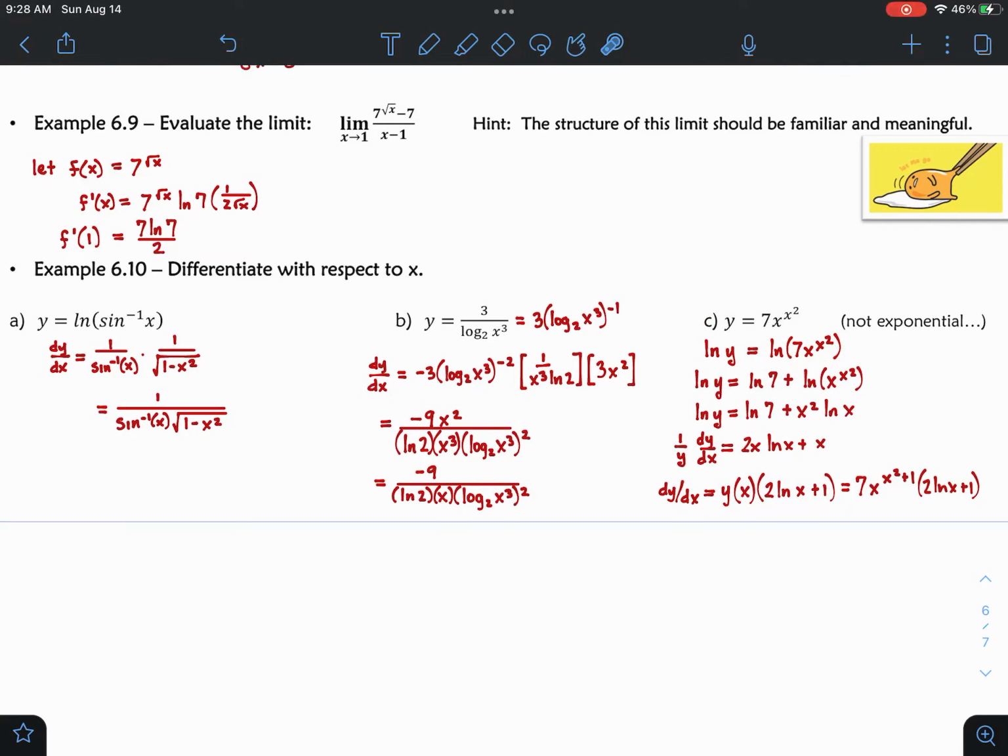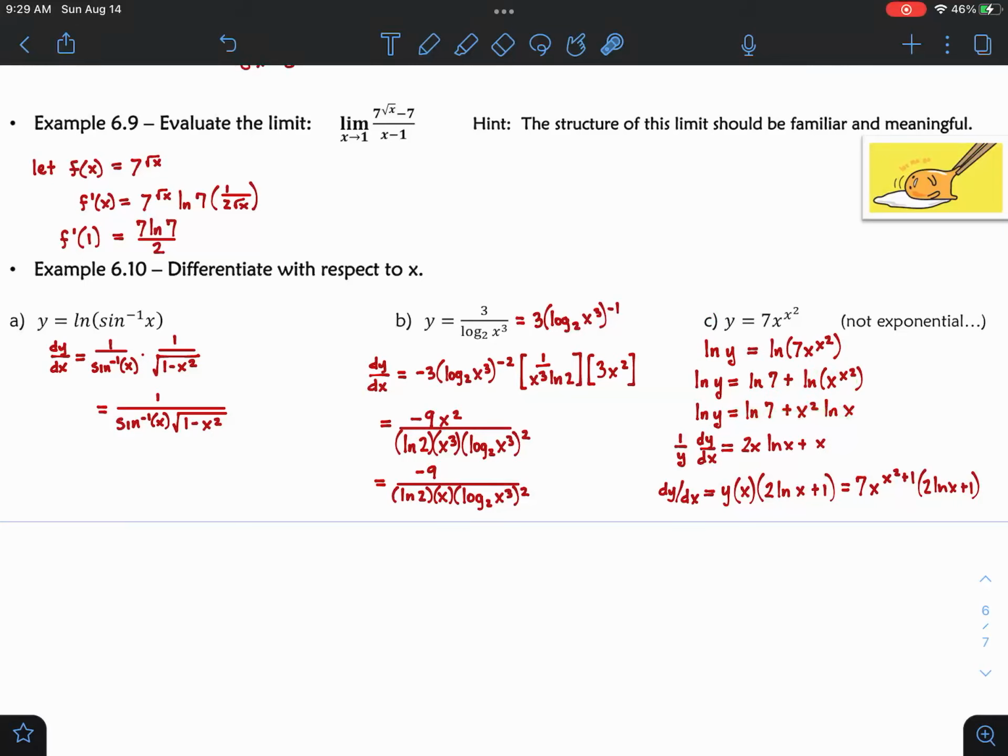In fact, before I even did that, I applied another log property, as you can see, to pull the 7 off of there first. Actually, I do need to do that first. That's my mistake. Once I do that, I can pull the x squared out in front of the log of x. So this would be the correct way to do it.